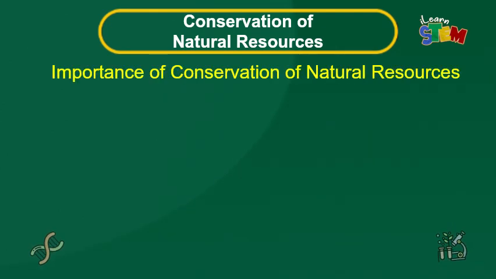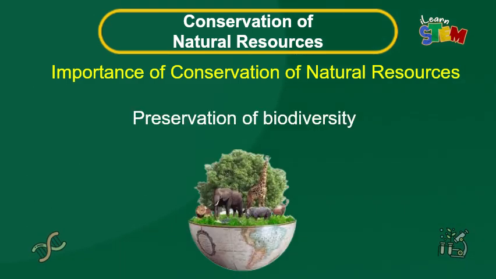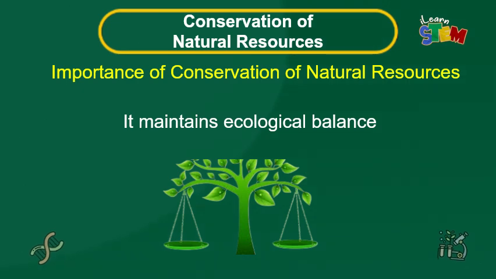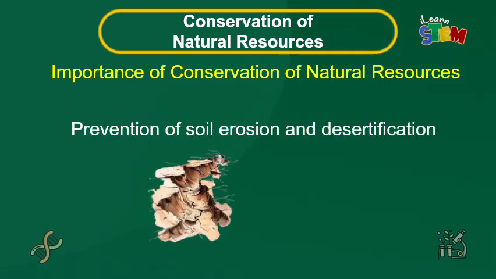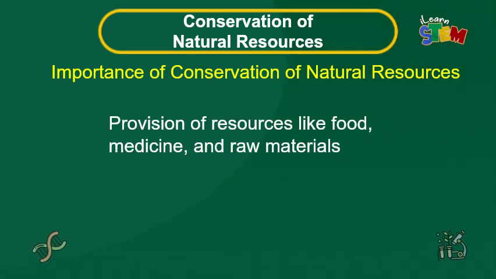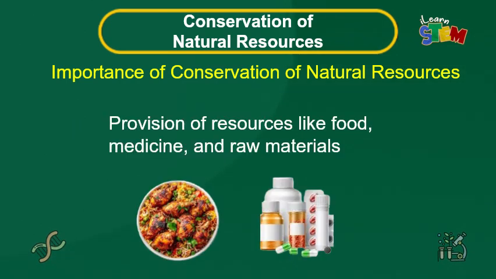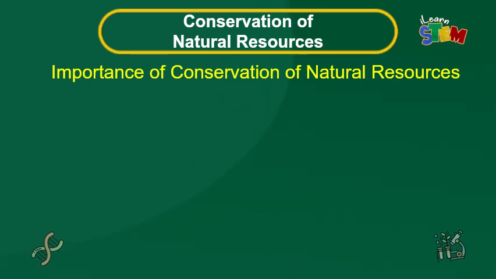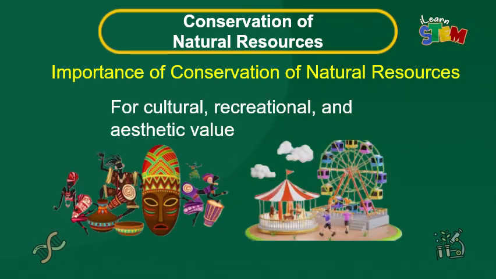Let's look at the importance of conservation of natural resources. Conservation of natural resources is important in many ways. 1. Preservation of biodiversity. 2. Maintaining ecological balance. 3. Prevention of soil erosion and desertification. 4. Provision of resources like food, medicine, and raw materials. 5. For cultural, recreational, and aesthetic value.